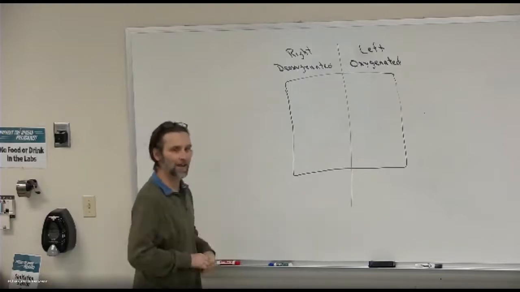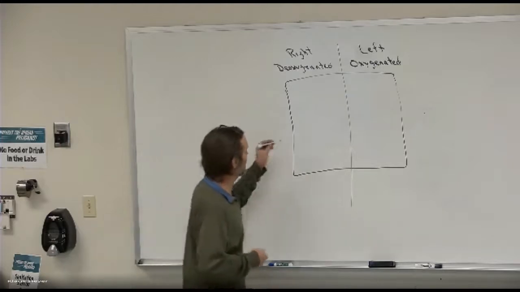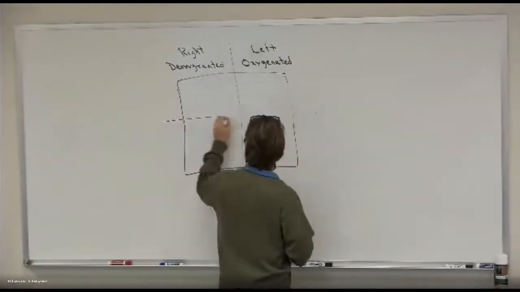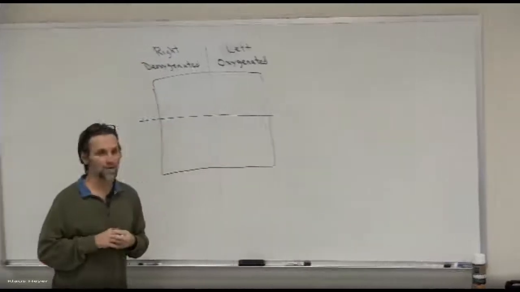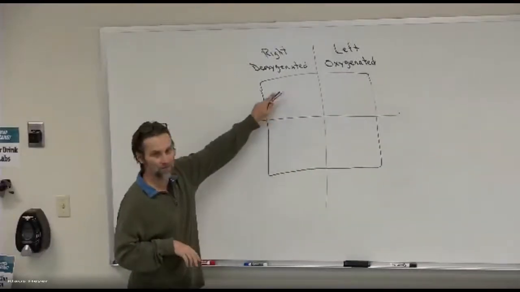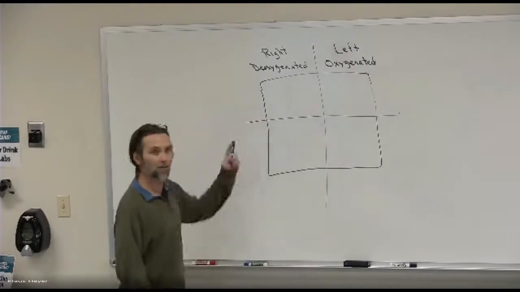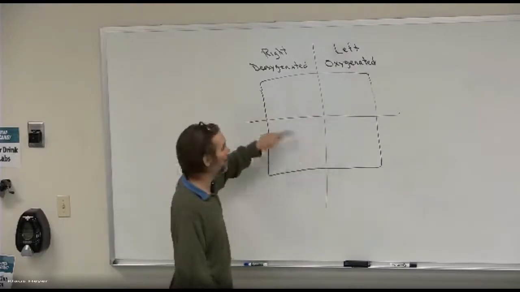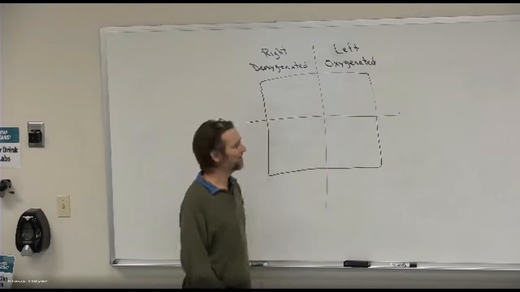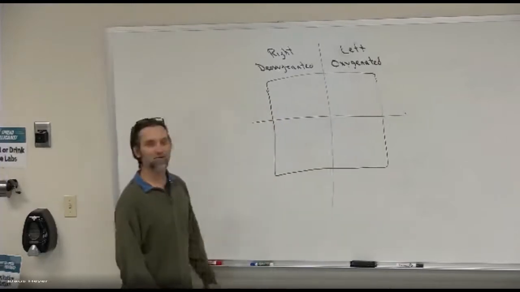But before I do that, let me divide it again. We can divide the heart again that way. So that gives us our four chambers. It's a four-chambered heart. I don't know why I had to do that. In case you can't count, one, two, three, four. Four chambers.